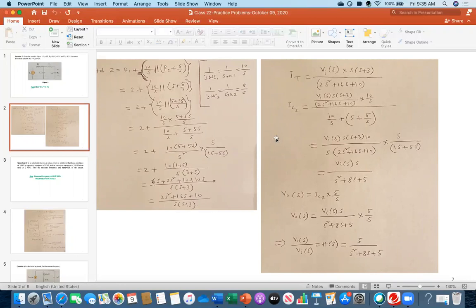After that, on the right side, first I am finding the total current, Vi over this total impedance, and then I am finding IC2. This is the current divider rule. And then I got it in that format. Then I am calculating V naught of s: IC2, I mean this current, multiplied by the C2 impedance 5 over s. And then I got this relationship. So finally, this is my result.